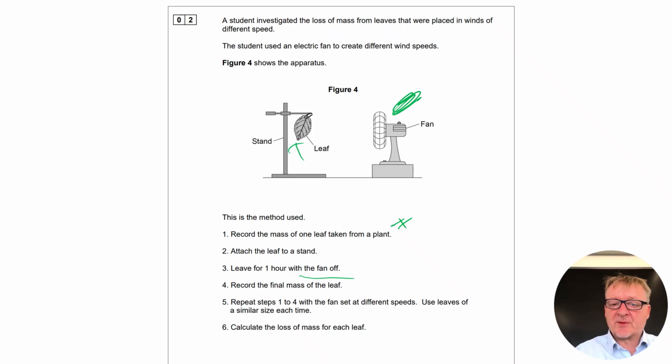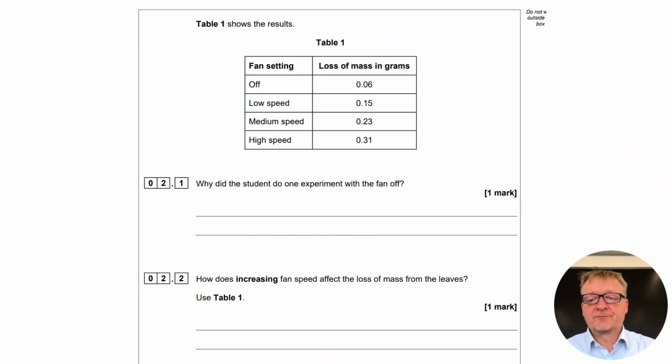Right, repeat the steps 1 to 4 with the fan set at different speeds. Use leaves of similar size each time. Okay, so that's going to be tricky, getting the same leaf each time. Calculate the loss of mass of each leaf. Okay, so table 1 shows the results. Off, that's the loss of mass. Low speed, medium speed, high speed.